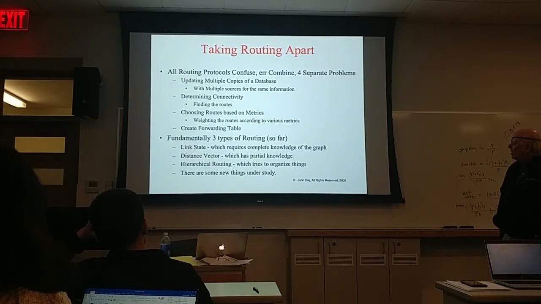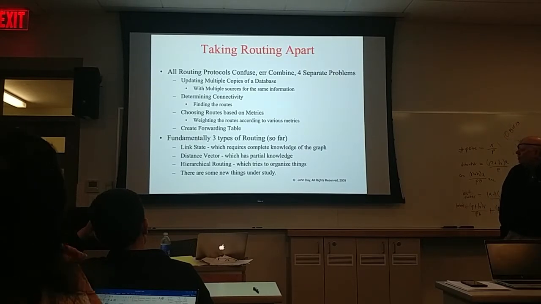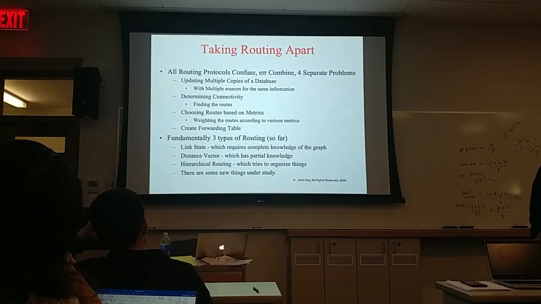Basically, there are three fundamental types of routing so far. Link state, which requires complete knowledge of the graph. Distance vector, which has partial knowledge. And then sometimes we use hierarchical routing in hierarchical networks, where we can actually use the address to determine where to go. There are lots of other things that we study, but most of them are variations on these.